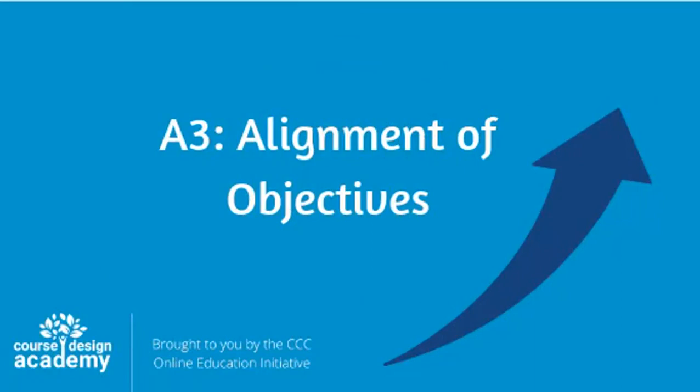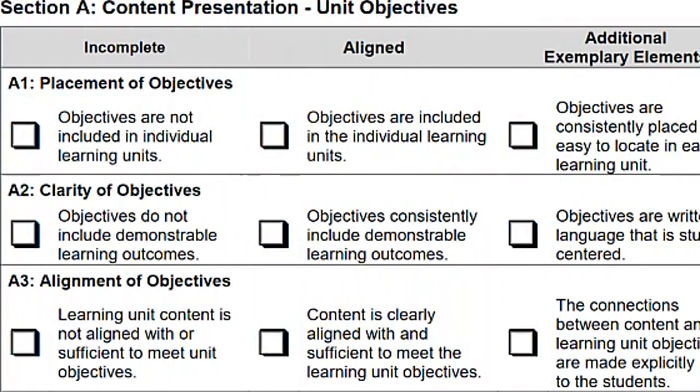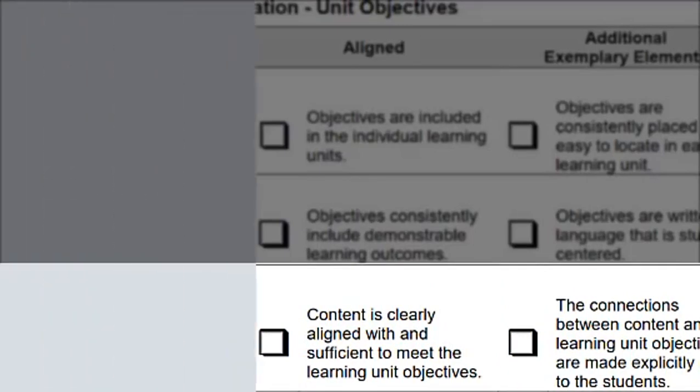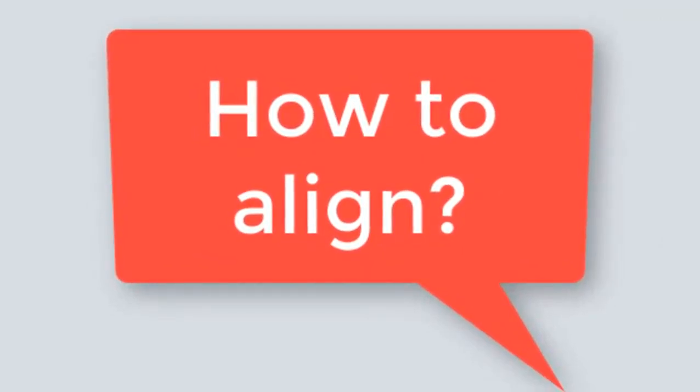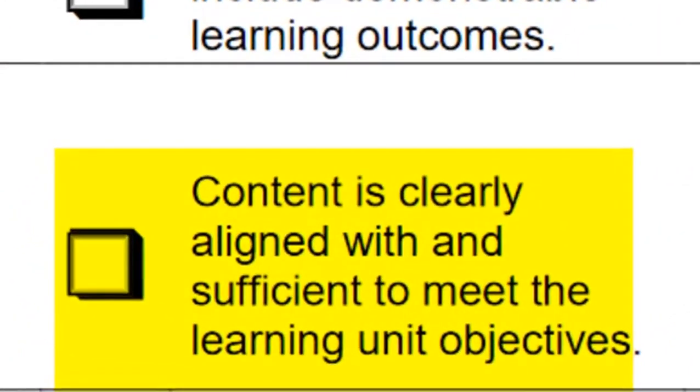Let's look more closely at one of our content presentation criteria from Section A in the CVC-OEI course design rubric, A3, Alignment of Objectives. We'll see why this is important and how to determine if your objectives are in alignment. Having A3 aligned means that your content is clearly aligned with and sufficient to meet the learning unit objectives.